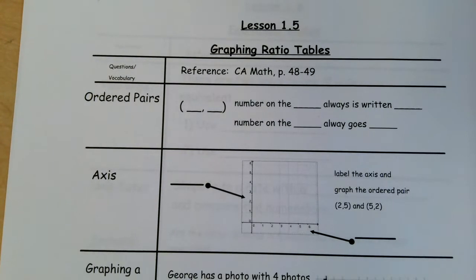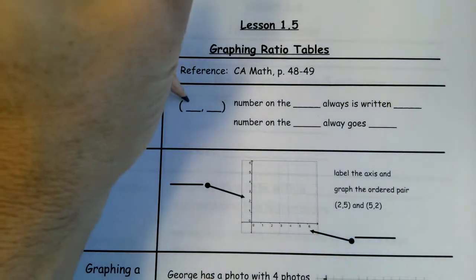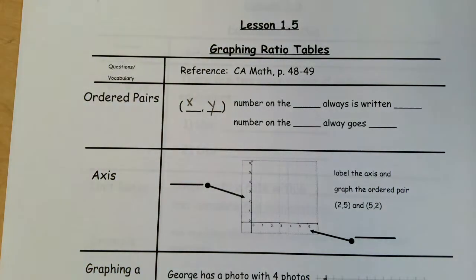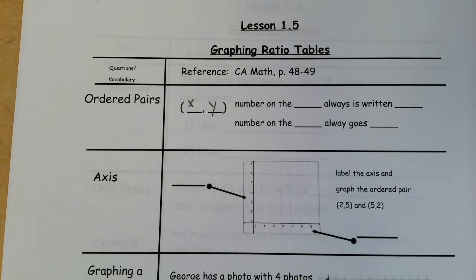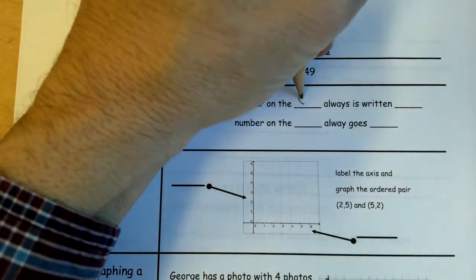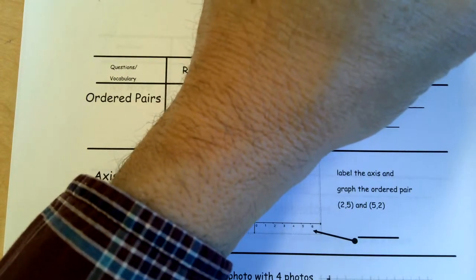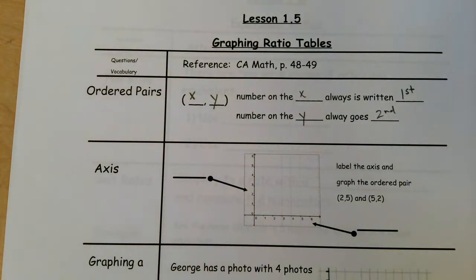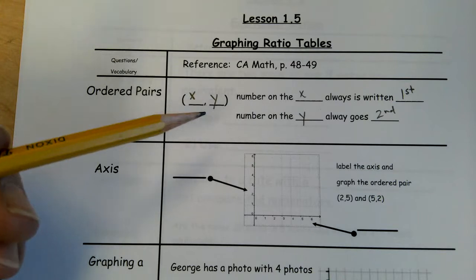Ordered pairs are what we call the numbers that go on the graph, right? They're written a little bit like this. The first number goes on the x-axis, and the second number goes along the y-axis. The x always is written before the y, and they're always written in parentheses. So the number on the x is always written first, and the number on the y-axis always goes second. Take a look and pause this video, of course, at any time to get caught up on the notes.